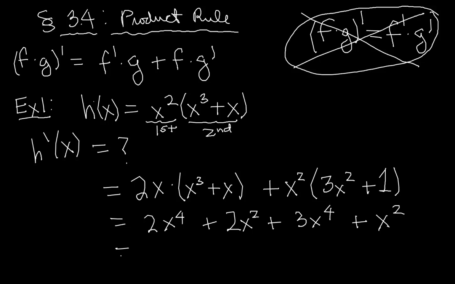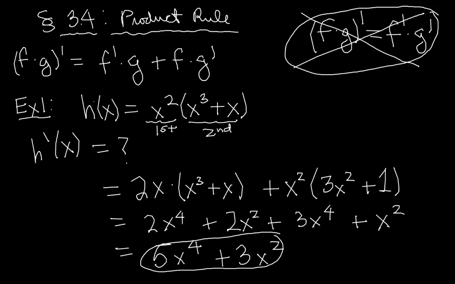And if you simplify that, that's simply 5x to the fourth plus 3x squared. Well, that plus didn't come out so right. Plus 3x squared. Okay, so you see that's the answer. Put a check next to that.